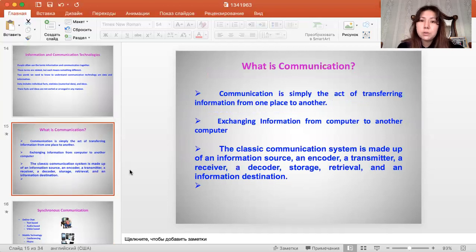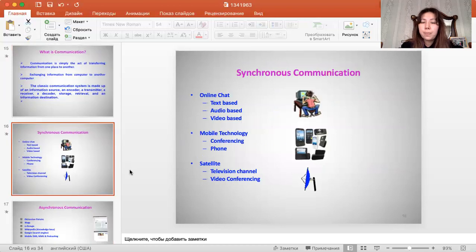What is communication? Communication is simply the act of transferring information from one place to another, exchanging information from one computer to another computer. The classic communication system is made up of an information source, a recorder, a transmitter, a receiver, a decoder, storage, retrieval, and an information destination.